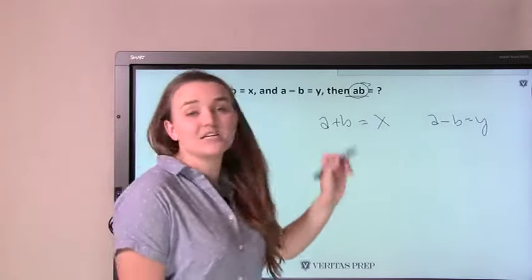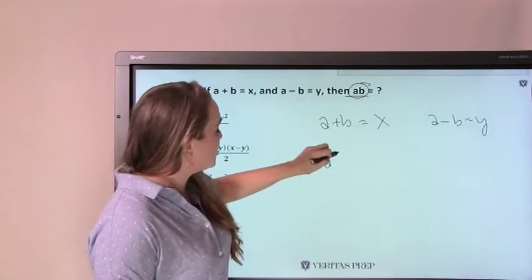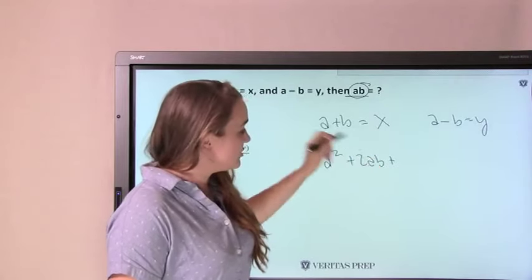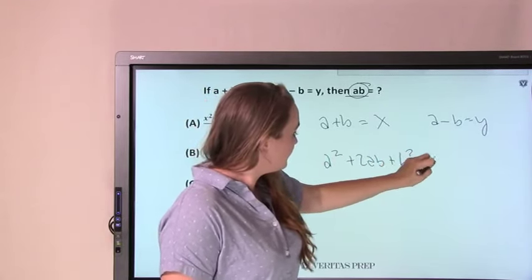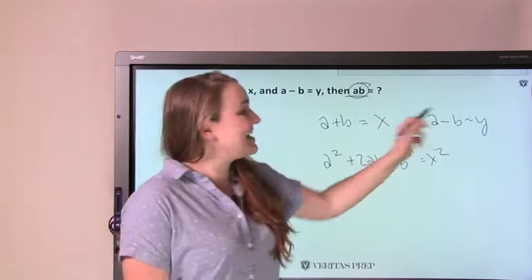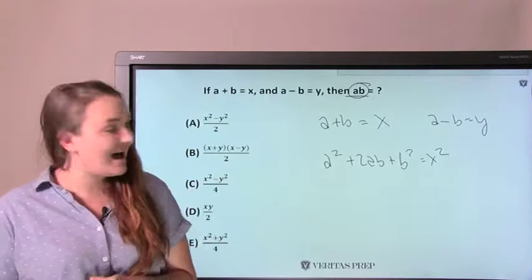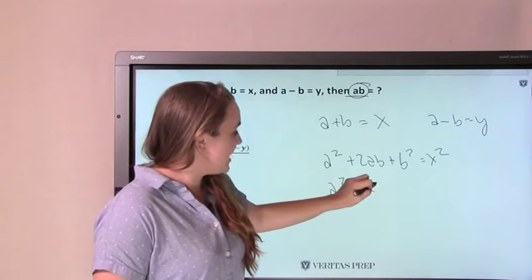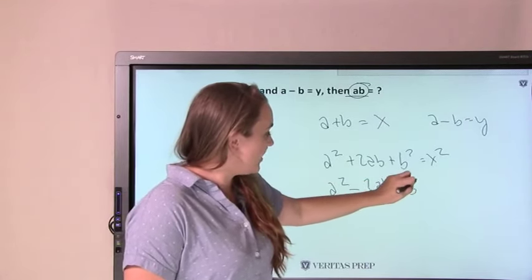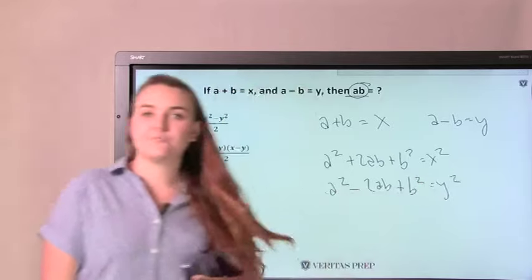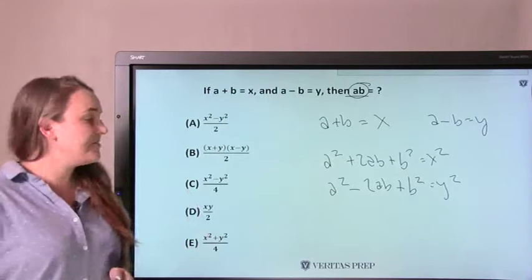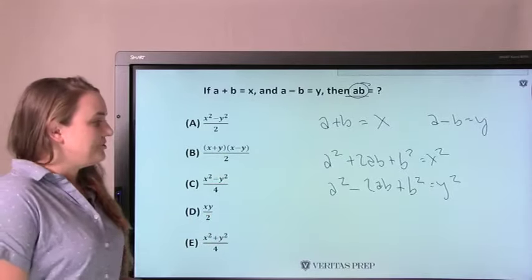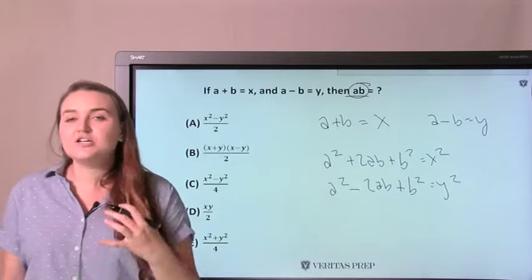In this case, if I take A plus B and square it, I know I get the square of the first term, plus 2 times the product, plus the square of the second term. And with my second equation, if I square both sides, I get the square of the first term, minus 2 times the product, plus the square of the second term. So now that I've at least involved the product AB in what I'm doing here, what can I do to try to isolate AB in terms of x and y?